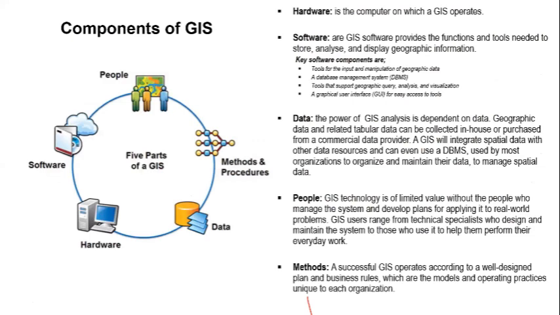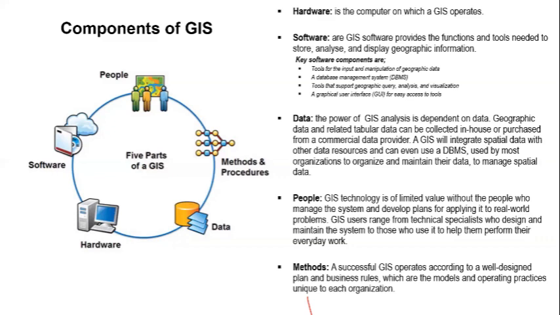For you to have this kind of computerized database, you need a number of components. There are majorly five components of GIS that you need in place for it to run. You need to have the software. That's one of the components.